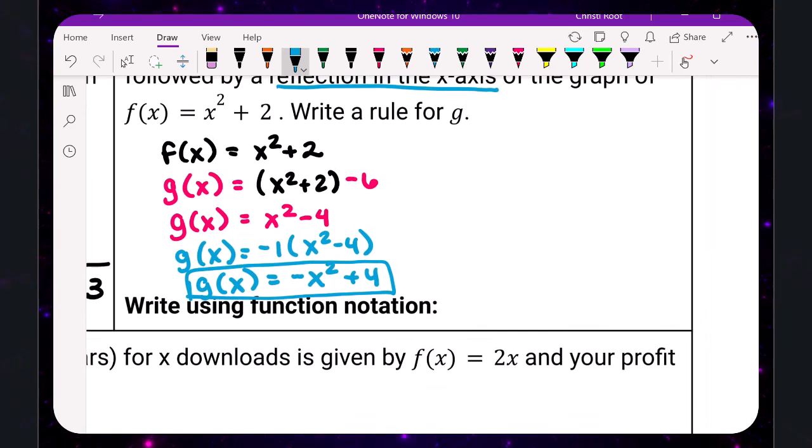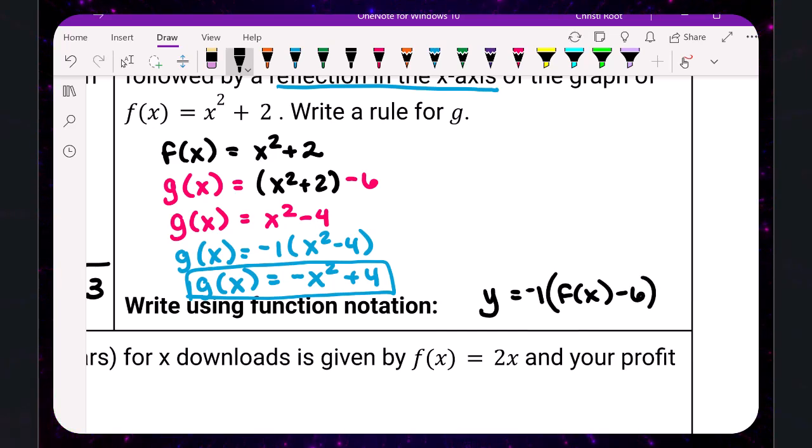Now, if they want me to do the function notation, this one's actually pretty easy. So I'm going to start out with y equals f of x. Left a little space here. So I've got f of x here. So the first thing I'm going to do is I'm going to add, nope, not add, sorry. We're going to take away 6. But then we're going to reflect it. So I'm going to put a -1 out in the front. And you can leave it just like that.